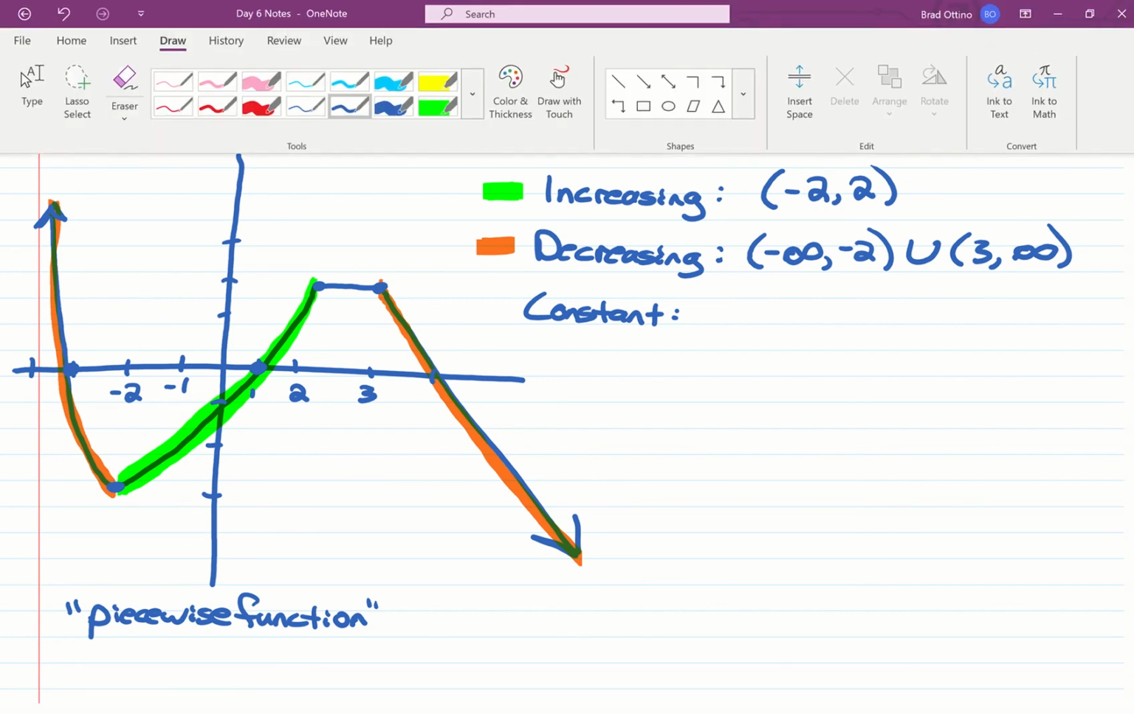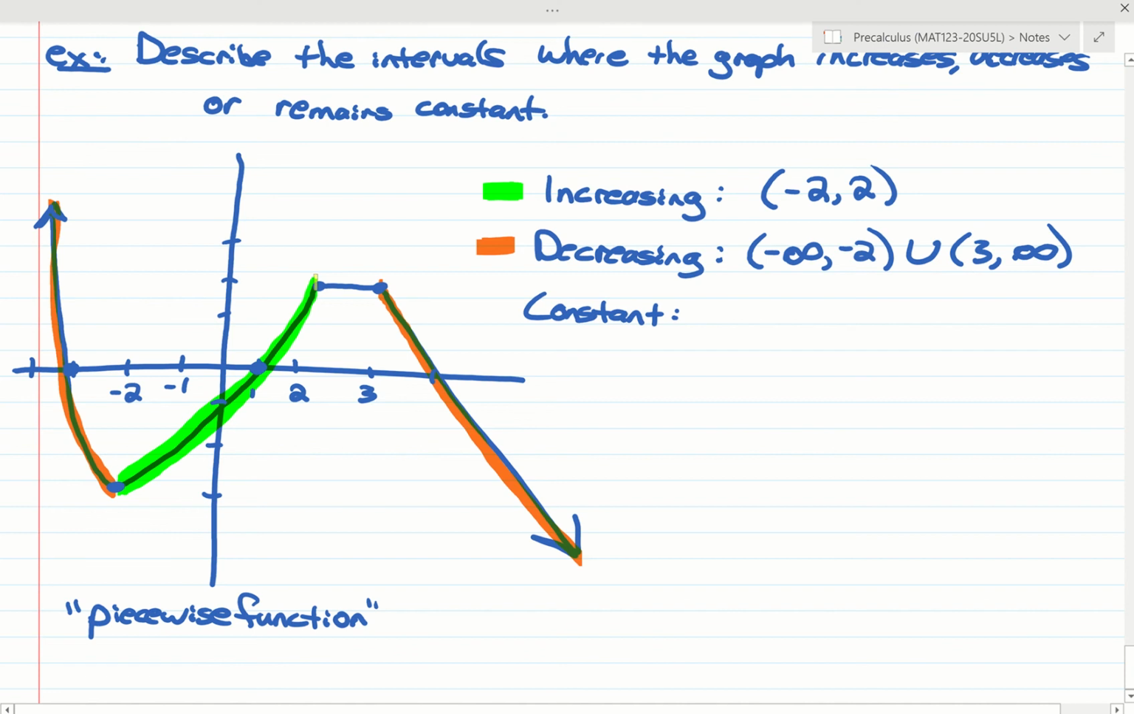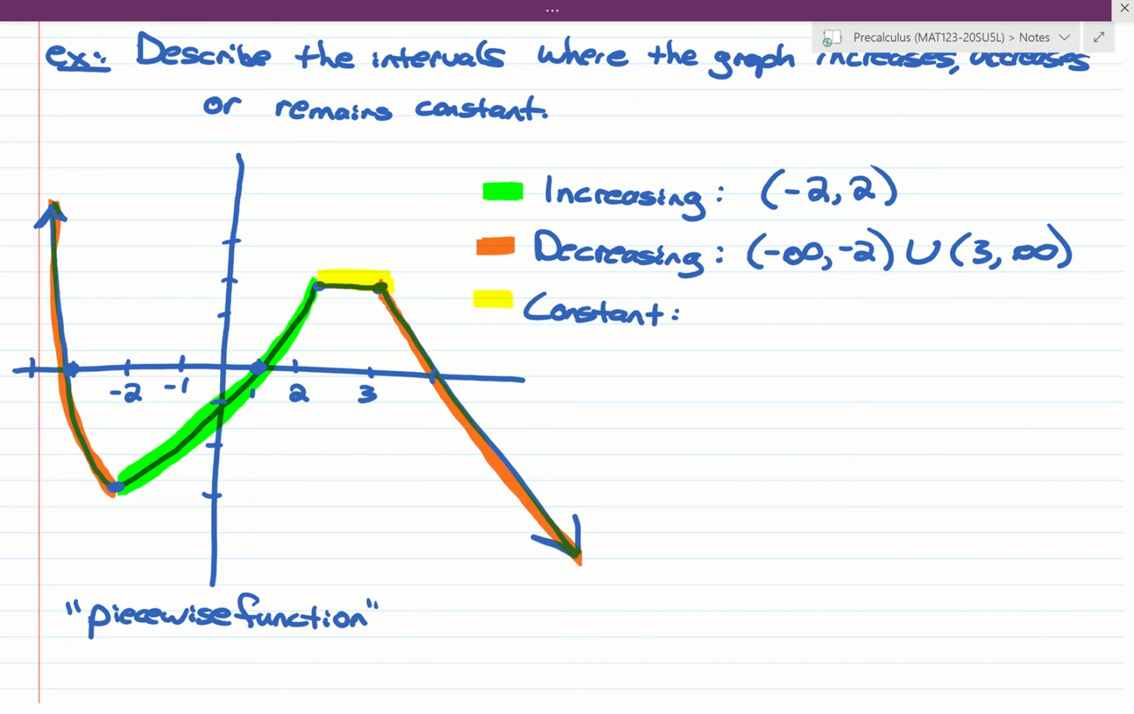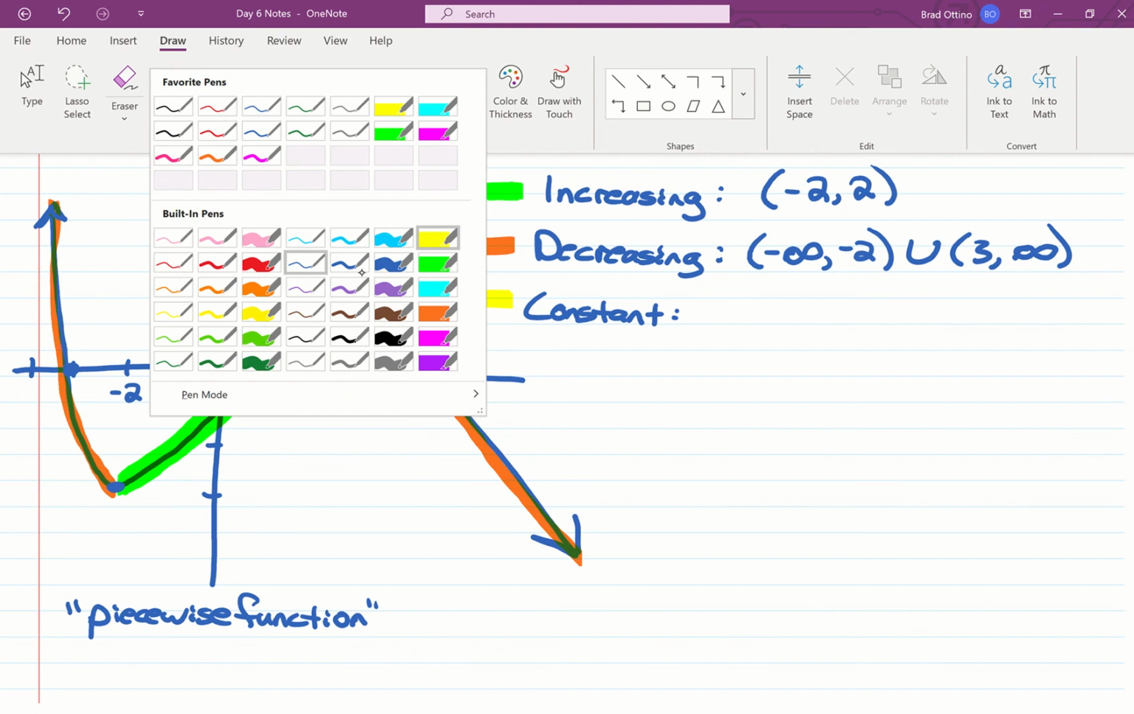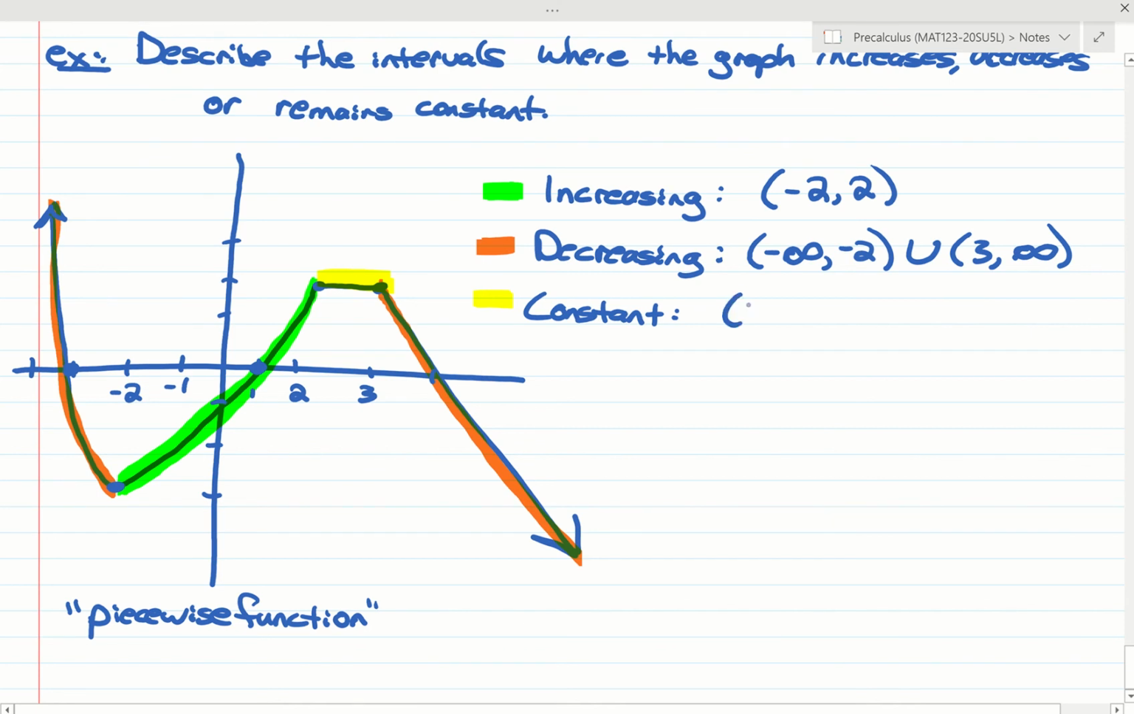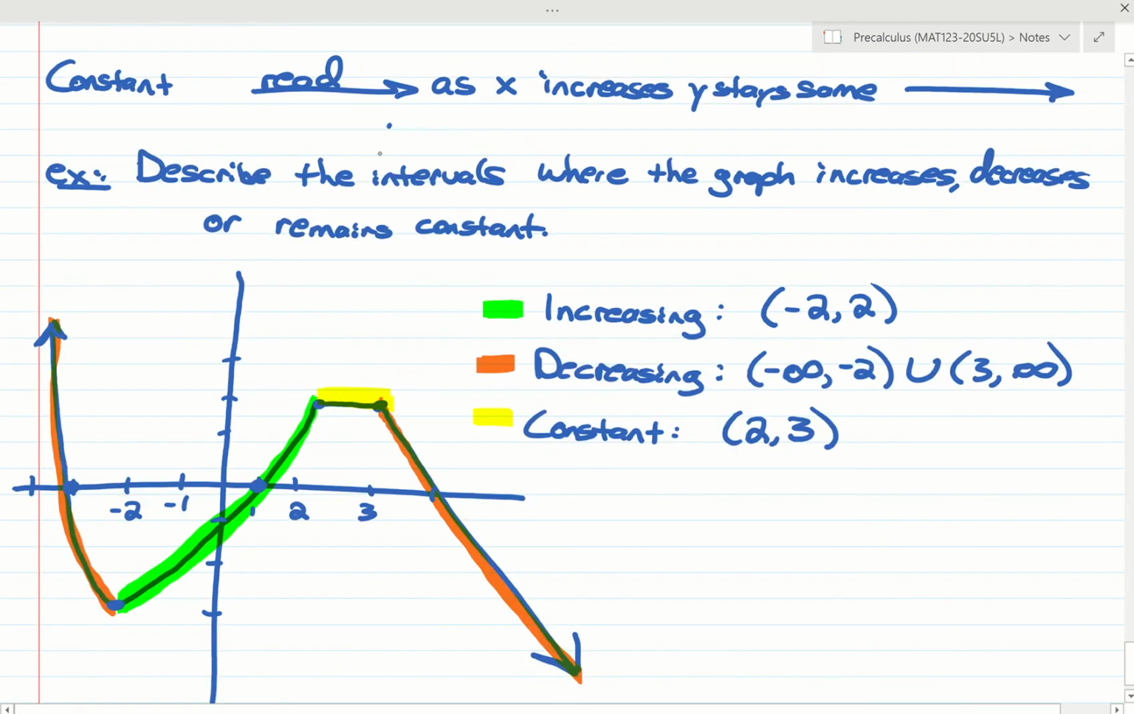giving us the only area that looks like it's constant. The only area that looks like it's constant is between 2 and 3. Now, as you notice, I didn't write any of the x values or any of the y values, right? When we're talking about intervals, this just means x values.